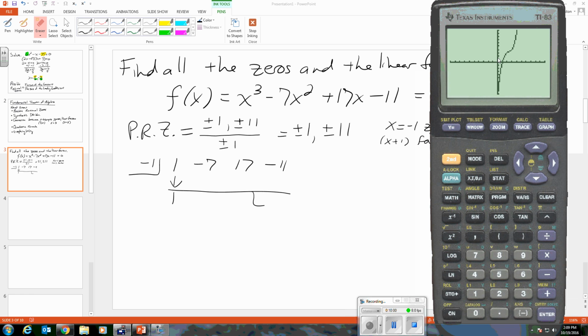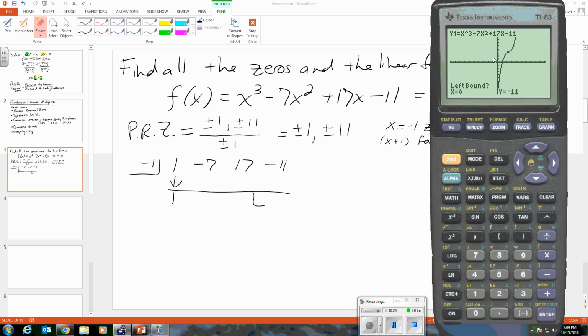Now, if I want to be sure of that, there's a couple different ways I can verify it. One way is I can hit second, then calculate, and I have some choices here. Number 2 says I want to calculate a 0. That's what I'm looking for. It would ask for a left-hand boundary, so what I'm trying to do is figure out where on this grid I think the 0 is. And it looks like 1.